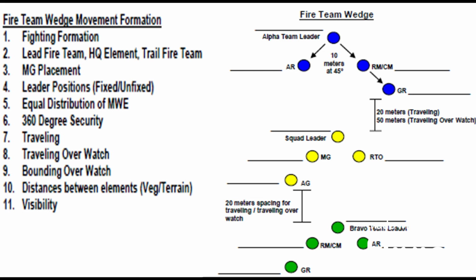I mentioned that depending on the situation, the individuals may change positions. Ultimately though, regardless of where the individuals are located during movement, you want the team's weapon systems to be opposite to each other so that you have equal distribution of men, weapons, and equipment on both flanks of the squad.